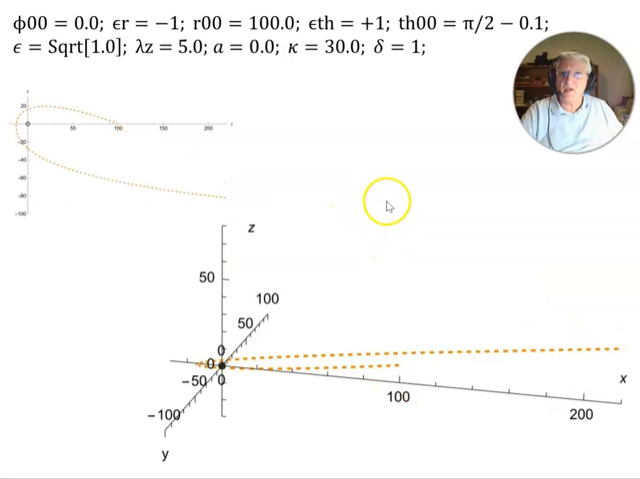Okay, next one. Another deflection orbit. You get a deflection orbit like that, starting out here at 100 units. The azimuthal angle is set to 0, so it's released, if you like, from the x-axis at 100 units from the origin here, from the singularity, and it's deflected round like this. Quite a high angular momentum, 5 units. Okay, and in 3D it looks like this.